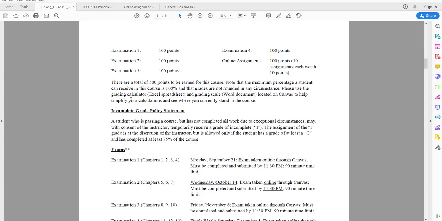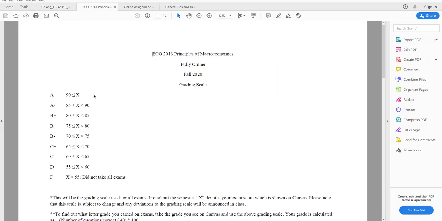I will provide you with a grading calculator and a grading scale on Canvas as the semester progresses, so you know exactly where you will stand in terms of the class. Typically, this is exactly what the grading scale should look like, or what I have imagined it to look like in terms of your exams and also your assignments. There's 2 pages of this. I will provide this as the semester goes along.